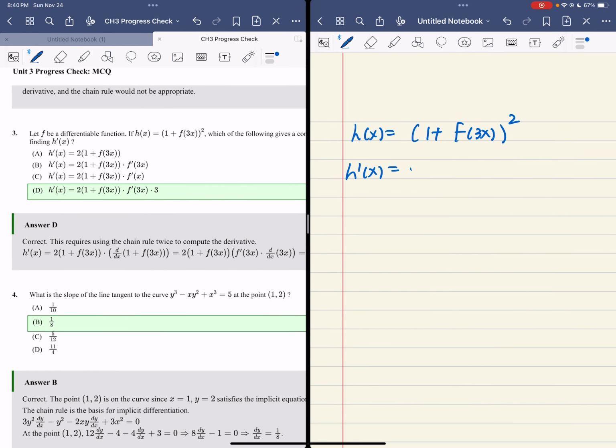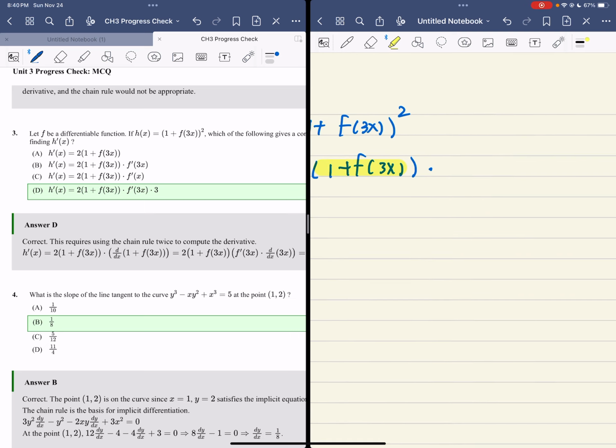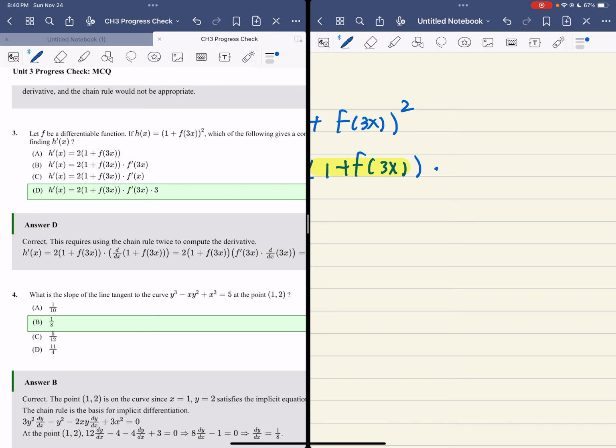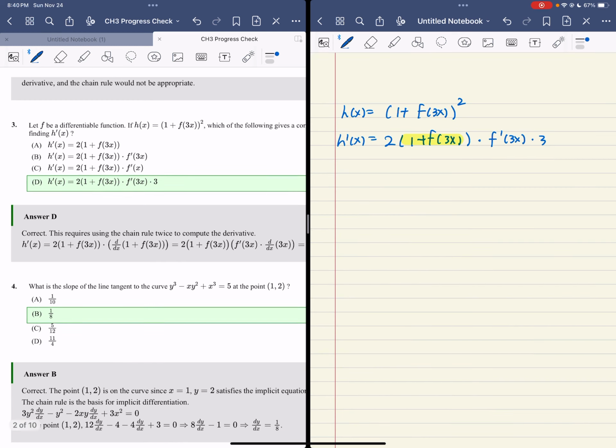Times the derivative of inside. So 1 will disappear, and the derivative of f of 3x is going to be f prime of 3x times the derivative of also inside, which is 3. So it's going to be D. Very easy.